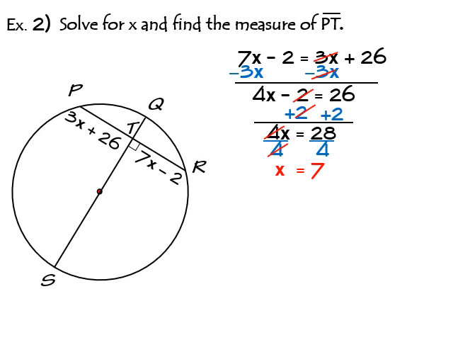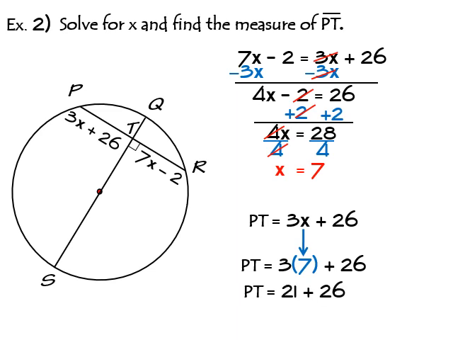Now, that solves for x, but we're not done yet. We need to find the value of PT. And the value of PT, if you take a look, is equal to 3x plus 26. So we're going to have to substitute. So right there is going to be 3 times 7 plus 26. 3 times 7 is 21. 21 plus 26, and that is 47. And there you go.